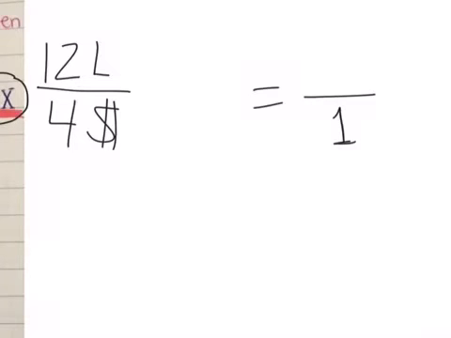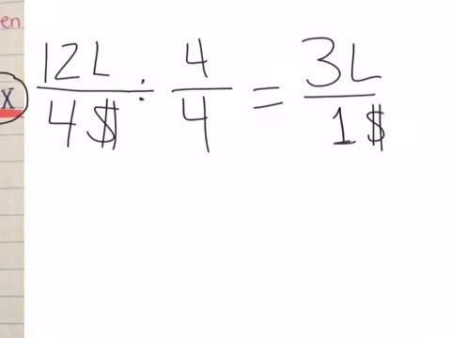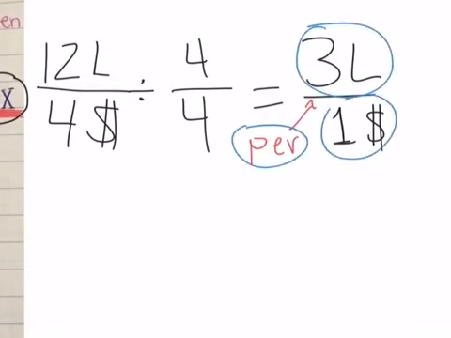So we are trying to figure out how much $1 can get us. If we have a common denominator of 1 between both of the rates, we can compare what $1 will get us. So in order to get from 4 to 1, we have to divide by 4. If we divide the bottom by 4, we divide the top by 4. So 12 divided by 4 is 3 liters. And remember, I told you that this line means per. So this can be read 3 liters per $1.